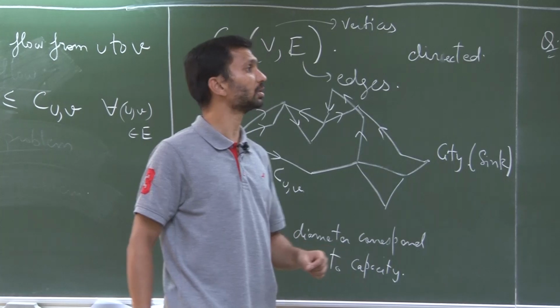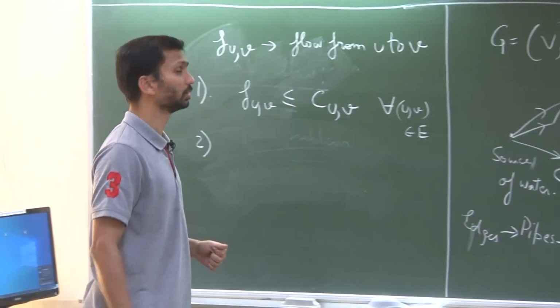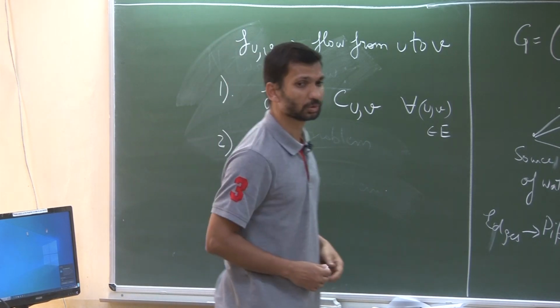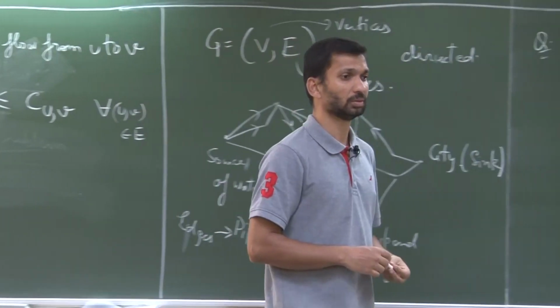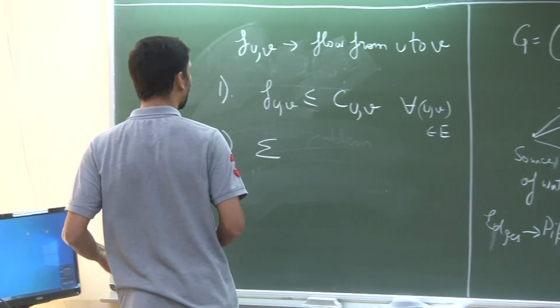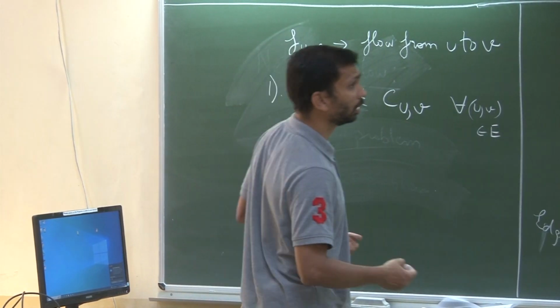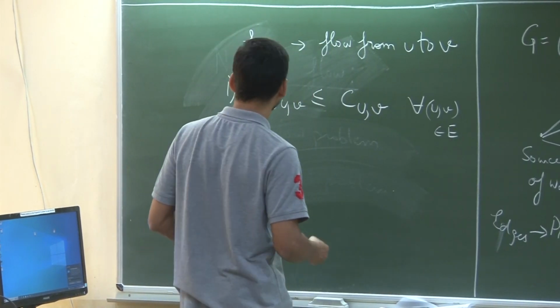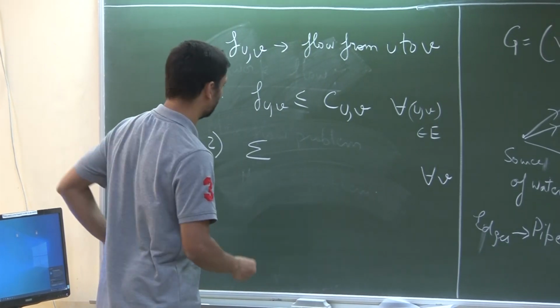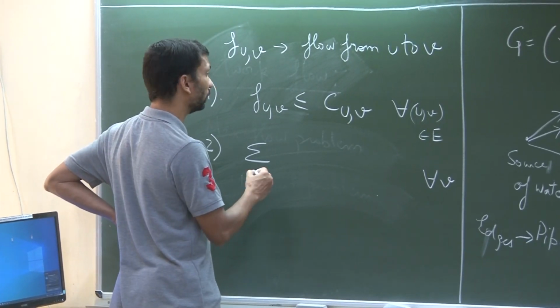What is the second constraint saying? How can I write the second constraint? Why don't you write down the constraint on pen and paper? So, the amount of flow going into a vertex, let's say I pick a vertex V, so the amount of flow going in.